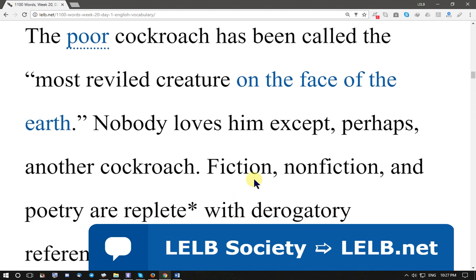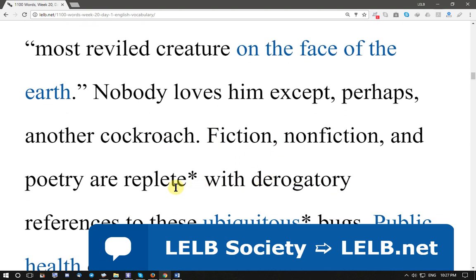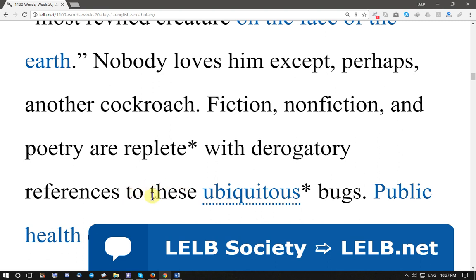It's clear. Fiction, non-fiction, and poetry are replete with derogatory references to these ubiquitous bugs. Fiction means something that is not real, something that is not scientific. For example, that's why we have science fiction. So not factual or non-factual. And non-fiction and poetry are full of, replete means full of, derogatory references, means belittling and disparaging and criticizing or disapproving to this ubiquitous bug.